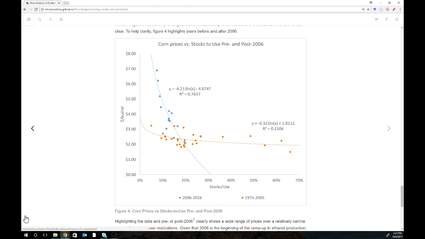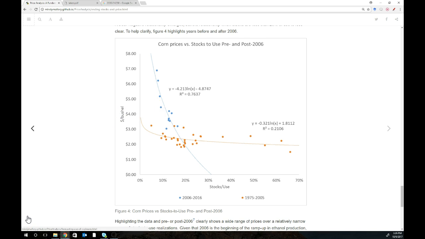So what does this say for taking the stocks to use information we would glean from a WASDE balance sheet and coming up with a season average price? Well, if you believe this trend line, then you would just go and compute what we expect the stocks to use to be for the current marketing year. At the time that I'm making this video, the current marketing year is the 2017-2018 marketing year. We could come up with an expected stocks to use ratio for the end of this marketing year, plug it into this trend line, and find a reasonable expectation for price.